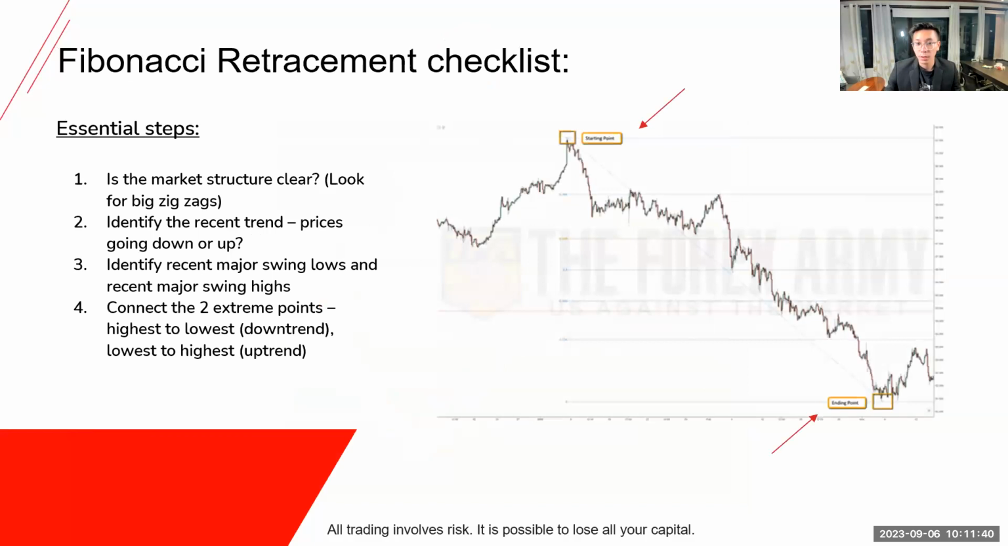Okay, so let me just go through again. Basically this is the checklist I mentioned just now. Is the market structure clear? Then we should identify the recent trend, whether price is going down or up, and the recent major swing highs and swing lows. Then we can connect the two extreme points: highest to lowest, which is a downtrend, or lowest to highest, which is an uptrend.